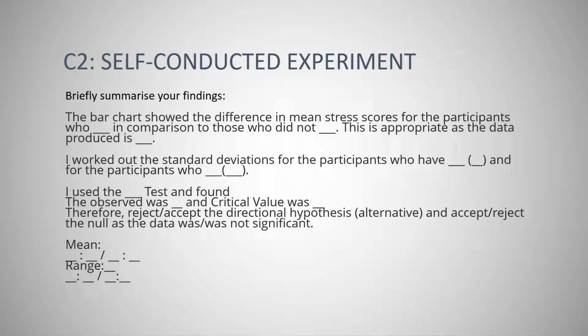So briefly summarize your findings. The bar chart showed the difference in mean stress scores for the participants who something in comparison to those who did not. So this is owning a pet. This is appropriate as the data produced is, and then you choose your data. So I worked out the standard deviations for the participants who have something and who have not done something. I used the something test and found the observed value was something and the critical value was something. Therefore, I can reject or accept the directional hypotheses, or alternative hypotheses, and accept or reject the null hypotheses as the data was not significant. And then you state the numbers of your mean and range, and then, yeah.